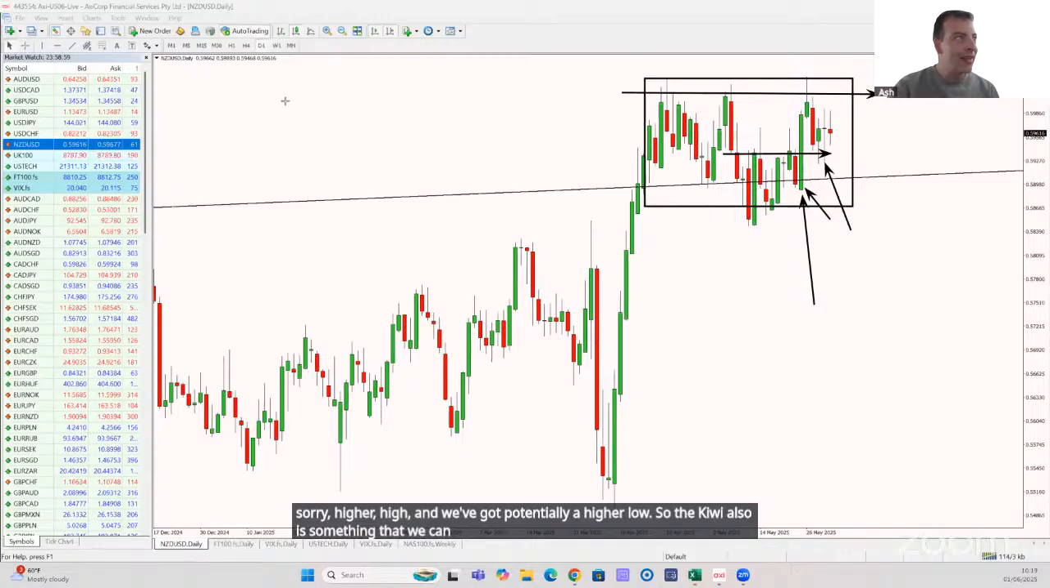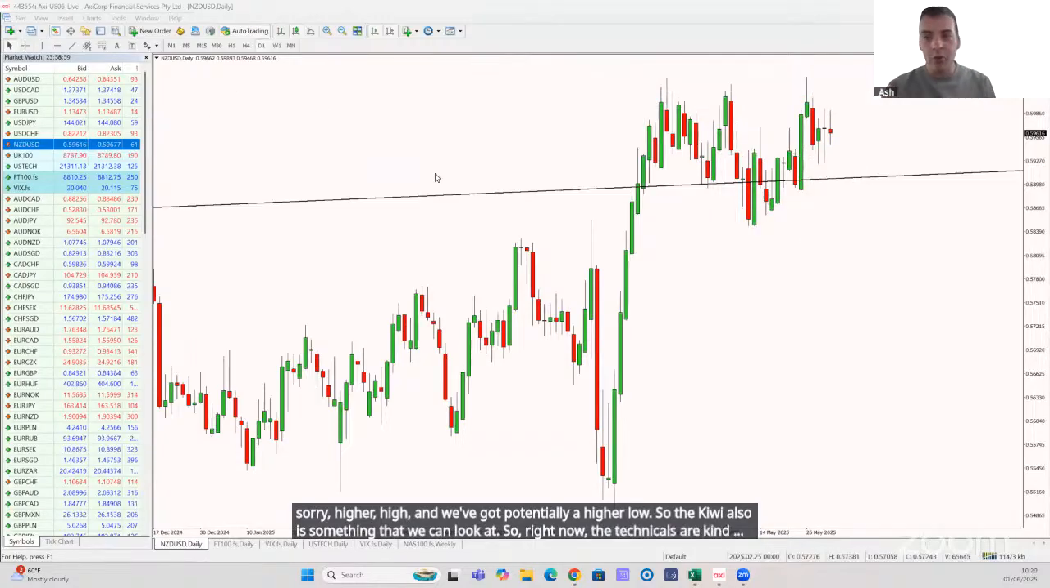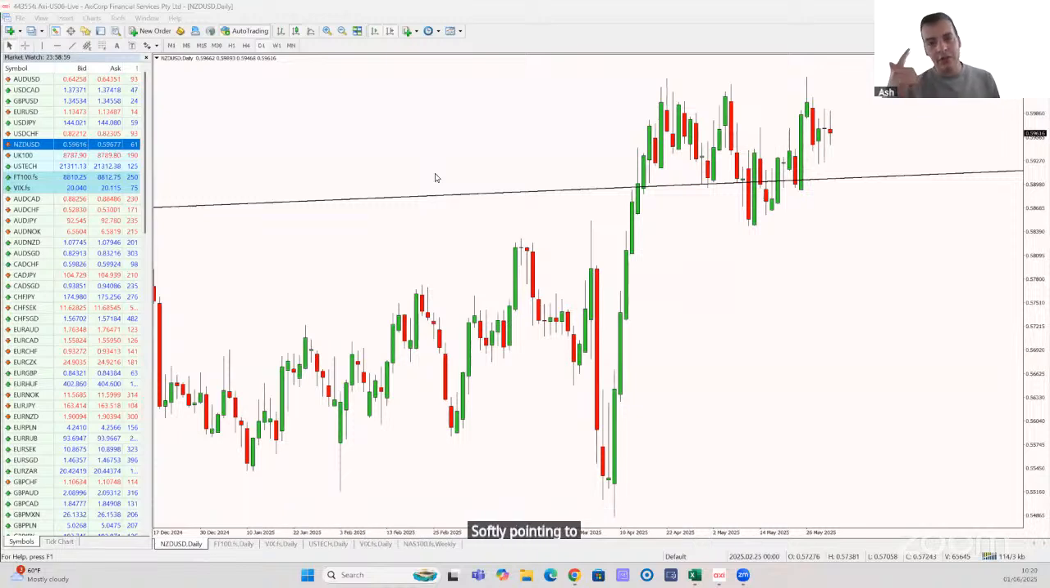So right now, the technicals are kind of softly pointing to the pound, the euro, the Swissy, the Kiwi on the long side. Aussie is a little bit questionable, and the yen and the CAD on the weak side.